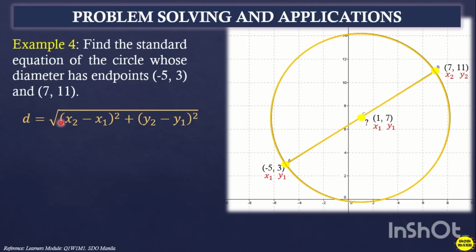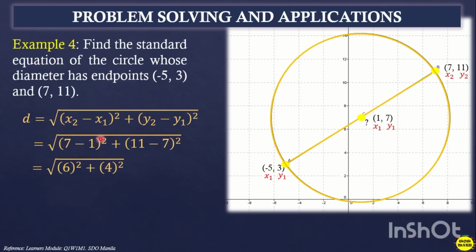So, x sub 2 is 7. 7 minus 1 squared plus 11 minus 7 squared. 7 minus 1 squared is 6 squared plus 11 minus 7 is 4 squared. 6 squared is 36 plus 16, the answer is 52. So, masisimplify pa ba natin yung square root of 52? Oh, yes, masisimplify pa natin.